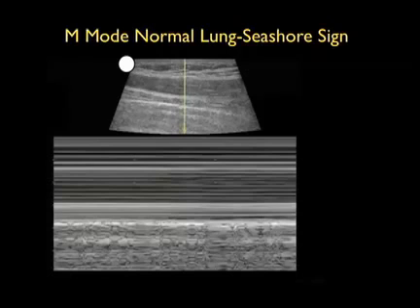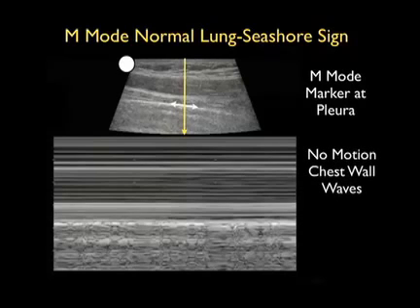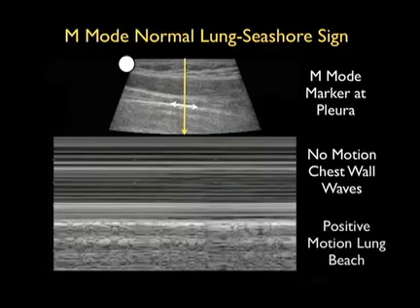A way to document that the lung is up to print out for the chart is to put M mode, and generally what we do is locate it so the M mode cursor is down right at the pleura. And what we see is the classic seashore sign, or waves on the beach. If we look anteriorly, we'll see the classic waves, or no motion of the chest wall, and below that, deep to the pleura, we'll see the positive motion of the lung making up the beach. So waves on the beach, or the seashore sign, and M mode documentation that the lung is up and that there's no pneumothorax.